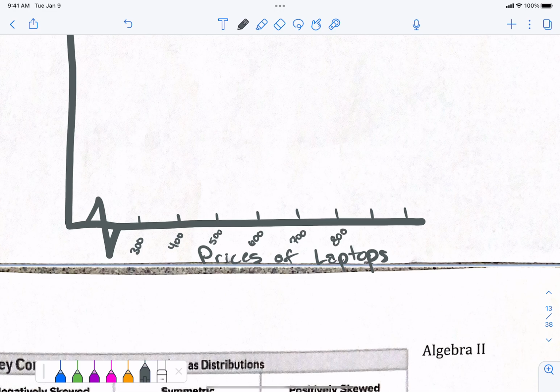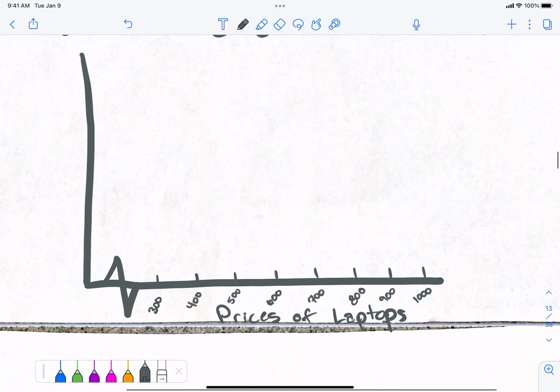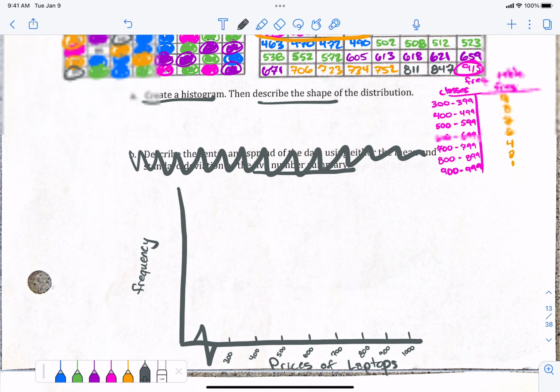What do we have to go to? Technically 1,000, because 999 is the end of my category. So I'm going to go to 1,000. And then frequency goes on this side. What do we have to go up to on frequency? You could go to 10, but we only have 8.